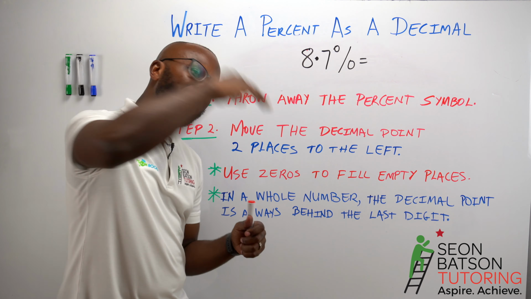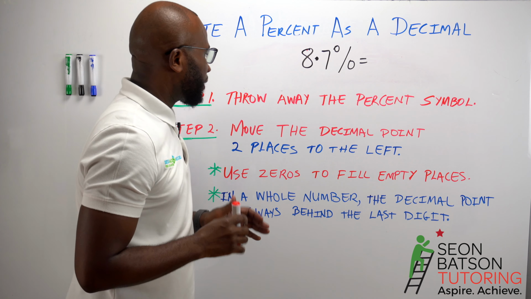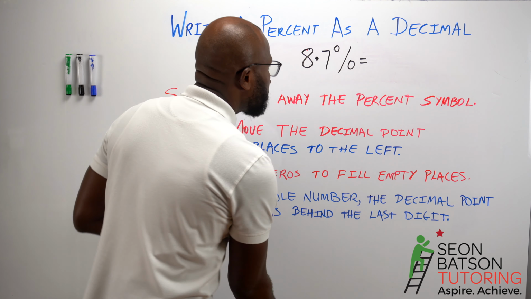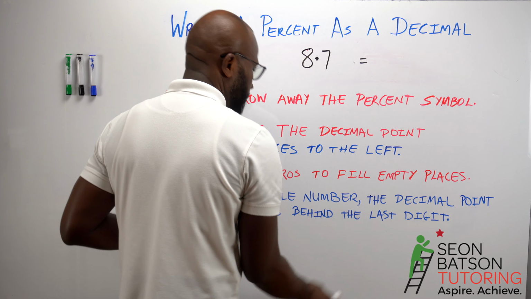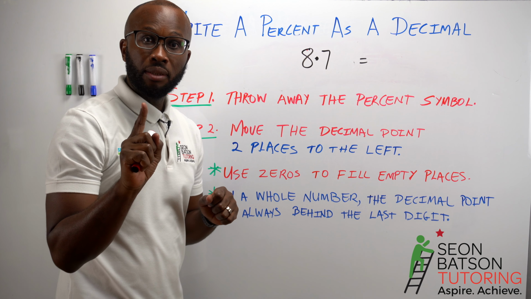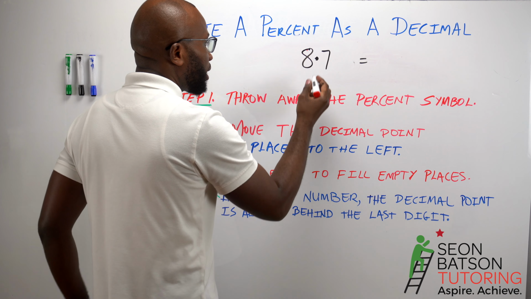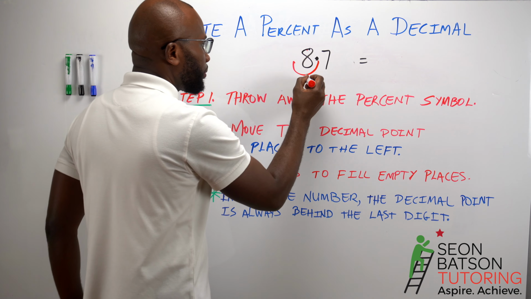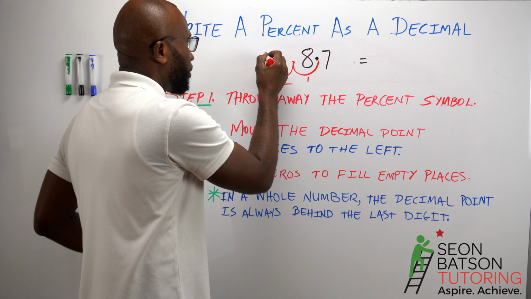All right. Welcome back. Let's get straight to it. Step 1, we are going to throw away the percent symbol. So we will get rid of the percent symbol first. And then step 2, we are going to do what? Move our decimal point 2 places to the left. We'll go 1 place at a time. 1 time, 2 times. Our point is now here.